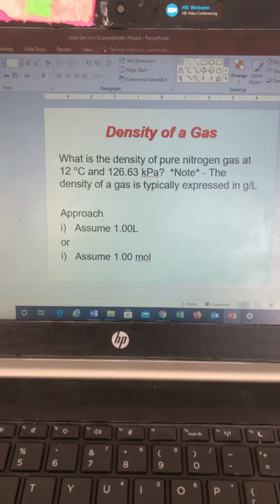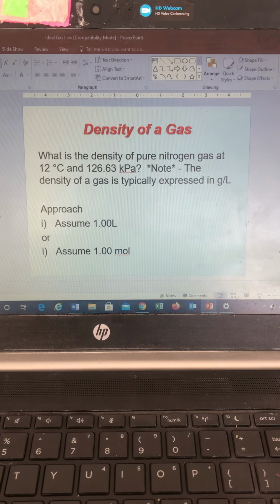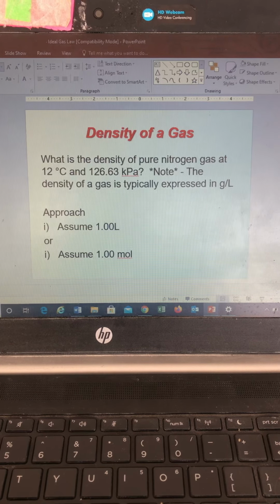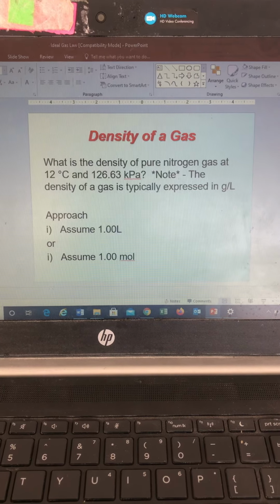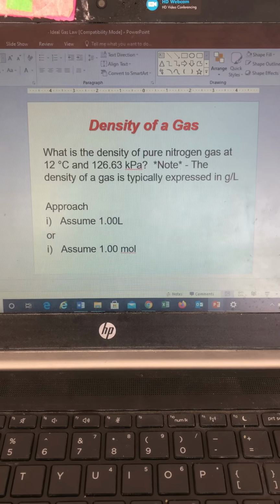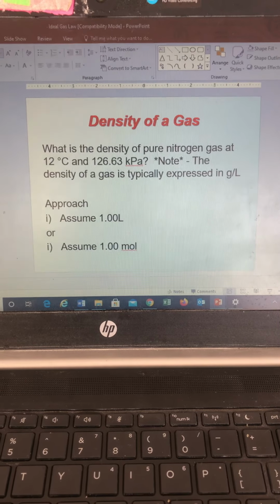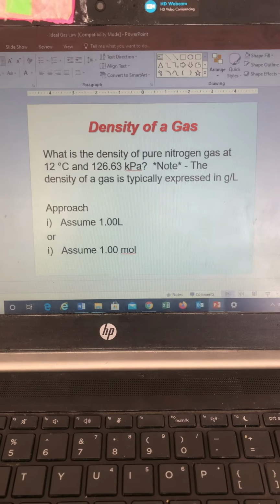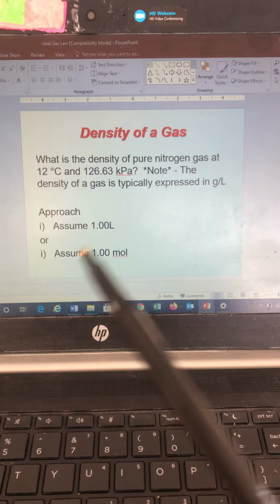On slide 11 of the ideal gas law slides, there is a problem where it's asking you to come up with the density of a gas. The problem when you first look at this is that it looks as though you don't have enough data. So I've mentioned in the slides, you have to take one of two approaches.